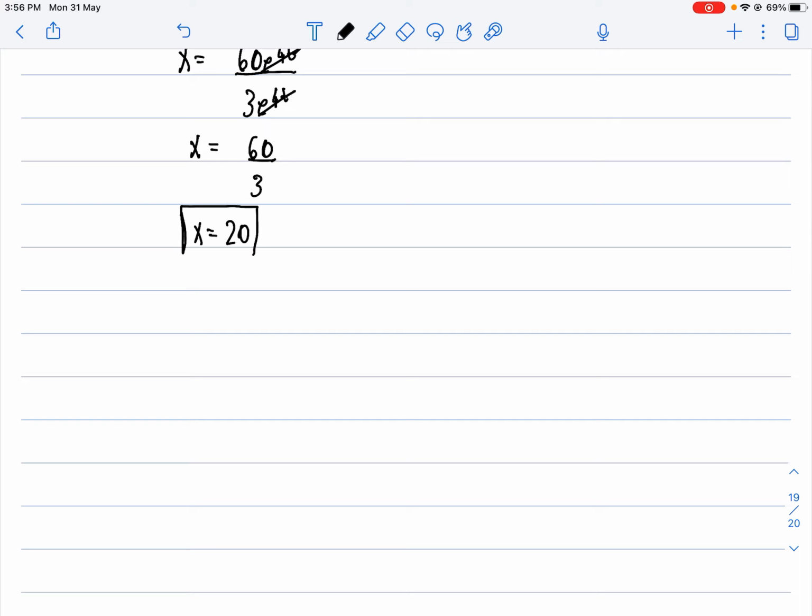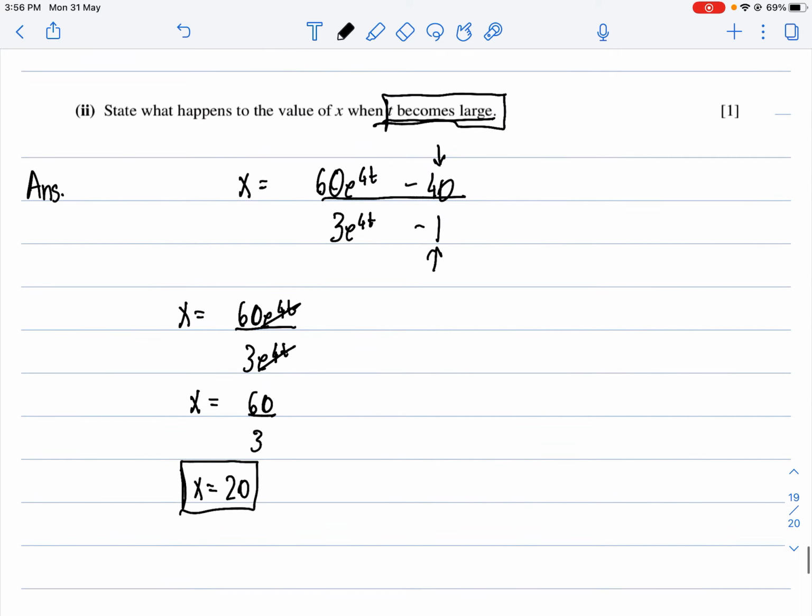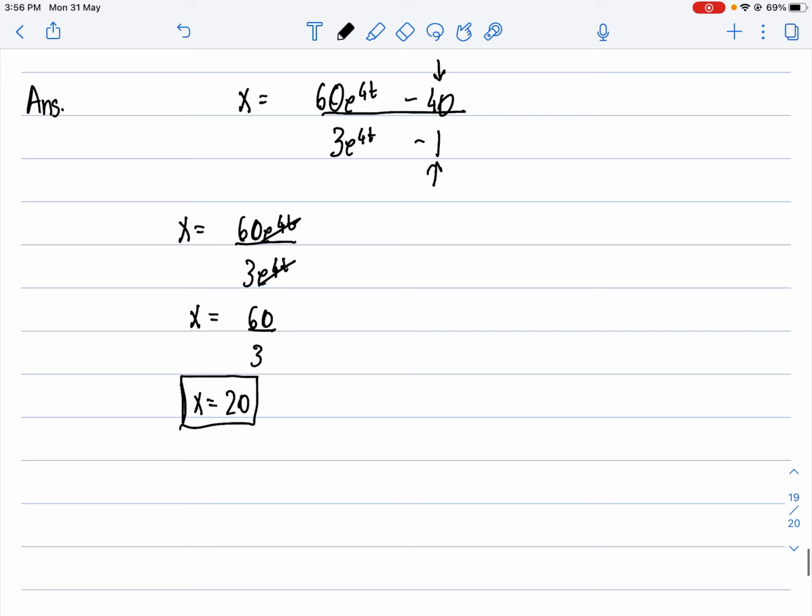So I can simply say as t becomes large, 40 and minus 1 become insignificant and x tends to 20. Okay, yeah.